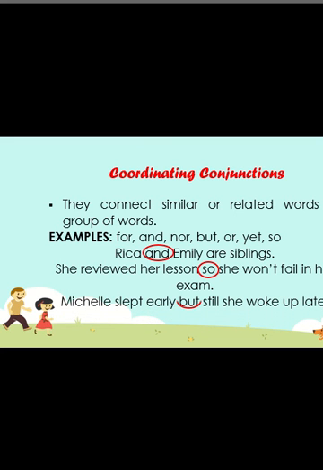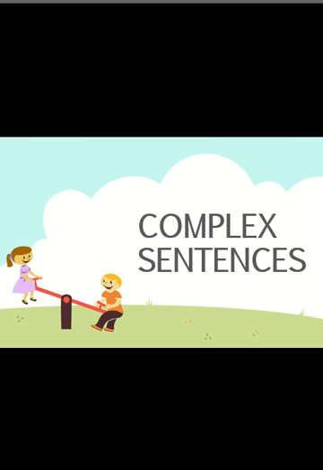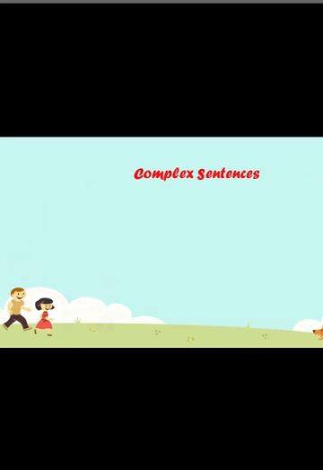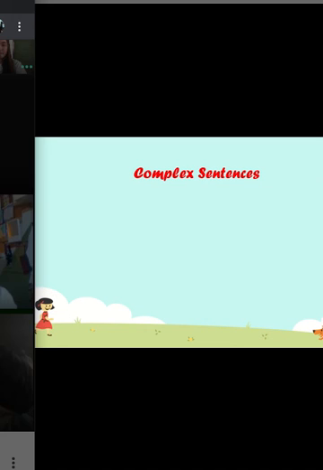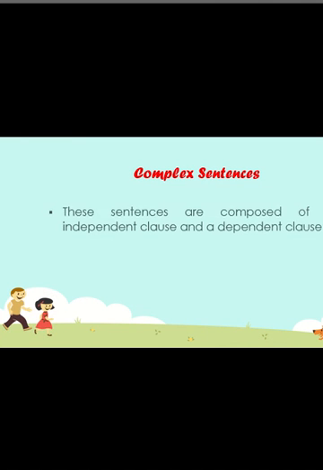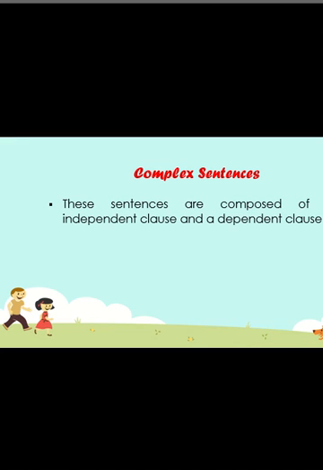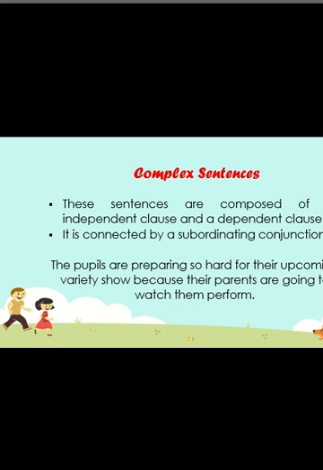Okay. Let's skip this. Let's move on with the complex sentence. These sentences are composed of an independent clause and a dependent clause in the sentence. And it is connected by a subordinating conjunction. Let's have the first example. The pupils are preparing so hard for their upcoming variety show because their parents are going to watch them perform. What is the independent clause in the sentence?